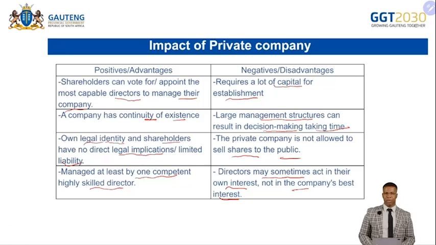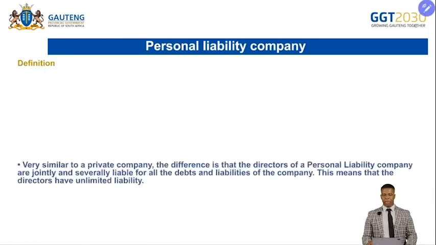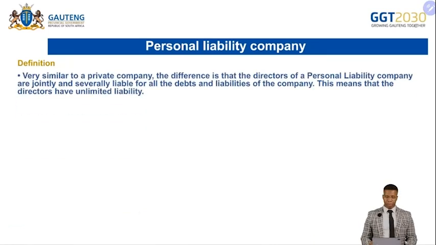So that is a negative because remember, directors are appointed or hired to run the company, but they do not necessarily have the direct interest as they are just there to manage the company, but they did not invest anything. But with some companies, the people who are appointed as directors are also shareholders. So that now becomes a negative aspect about owning a private company. Then we also have a personal liability company. A personal liability company is very similar to a private company.